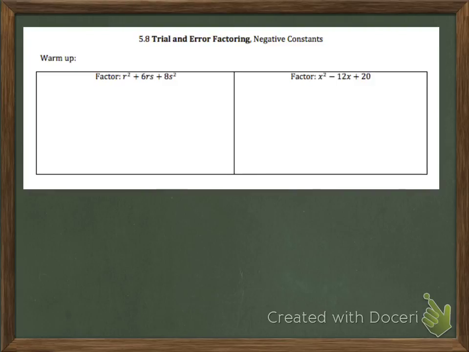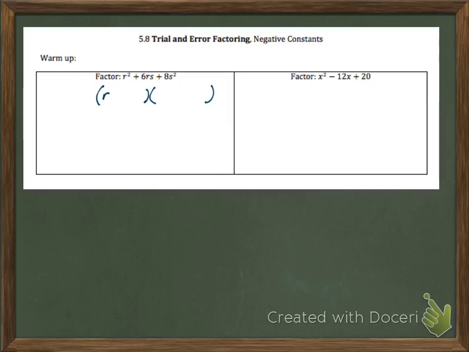So looking at the warm-up, this is with that positive constant, or the positive last term, even though it's not a constant for this warm-up. We want to look for a greatest common factor. There is none. We look for the pattern of difference of squares. That's not there. We look for a perfect square trinomial. Since 8's not a perfect square, we would move on to the trial and error.